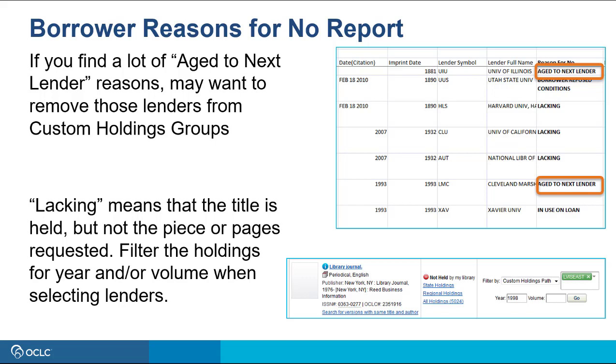After you start using customer holdings, you can evaluate the effectiveness with some other statistics reports from the statistics portal. If you notice a lot of reasons for no being aged to next lender, you may want to edit the customer holdings groups and remove those libraries from your groups. Reason for no lacking indicates that the title is held, but not the piece or pages requested. To avoid this, include year and or volume in the filter by section when applying customer holdings.